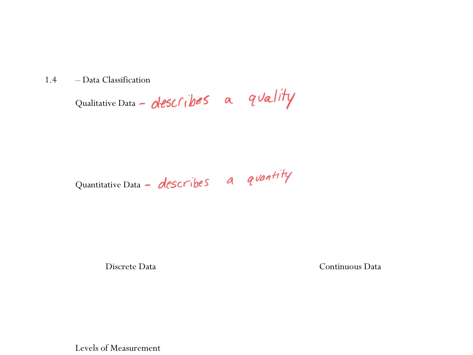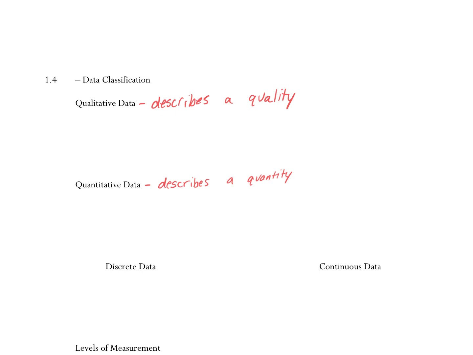When we talk about your grade level, it's still describing a quality of you as a student, like where you are. It's still describing quality. Does that make sense? Think about your student ID number. Does that represent a quantity of you? Do you guys see what I'm saying there?